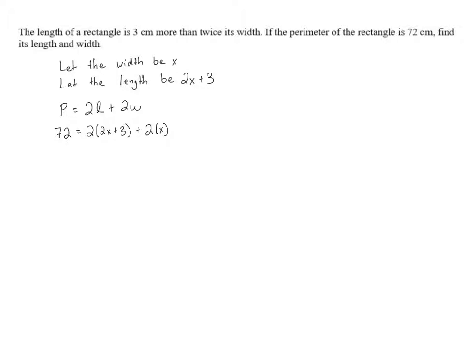Now, we can multiply the 2's on the right-hand side. We've got to distribute the first one. That'll get rid of the parentheses. When we distribute that 2, we end up with 4x plus 2 times 3 is 6. And then we also have the other 2x that's being added on. We can combine like terms. 4x plus 2x is 6x. So that gives us 72 equals 6x plus 6.